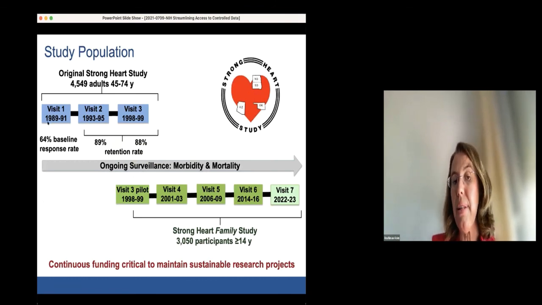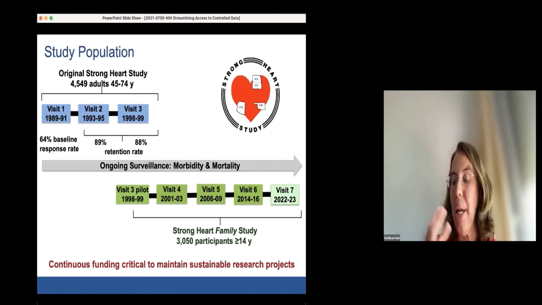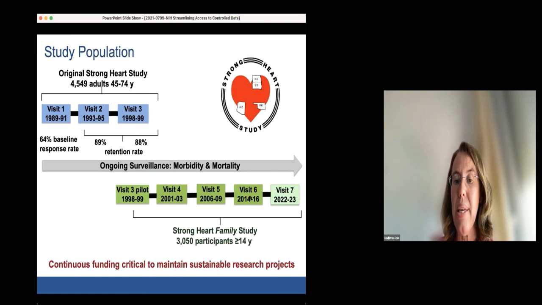Going on since the late 80s. There was an original cohort through the late 90s, and then in the early 2000s, there was a family component, which builds the main study today. There have been some gaps in funding, and that's why the years and the visits are not equally distributed. But overall, this is an important thing for tribal communities.